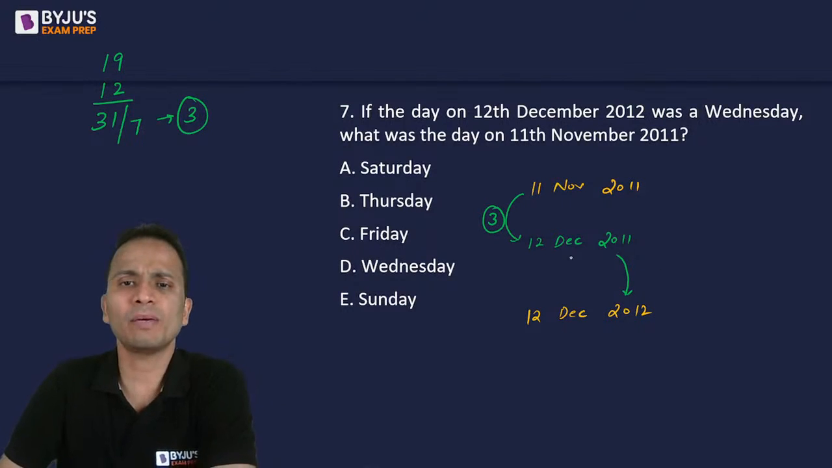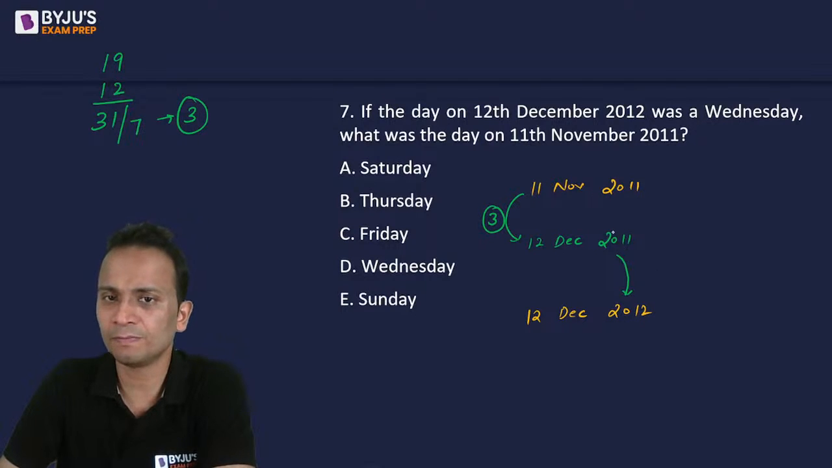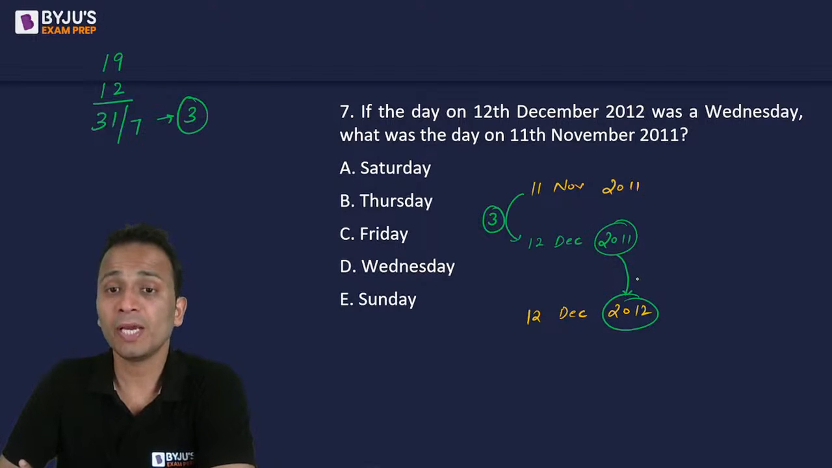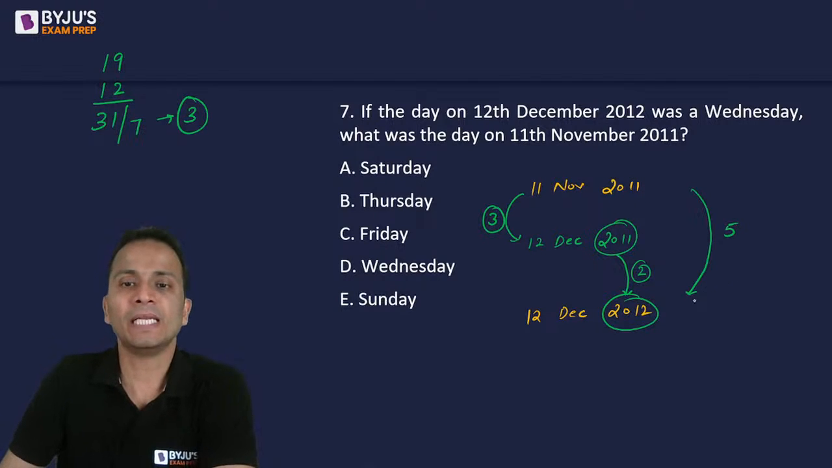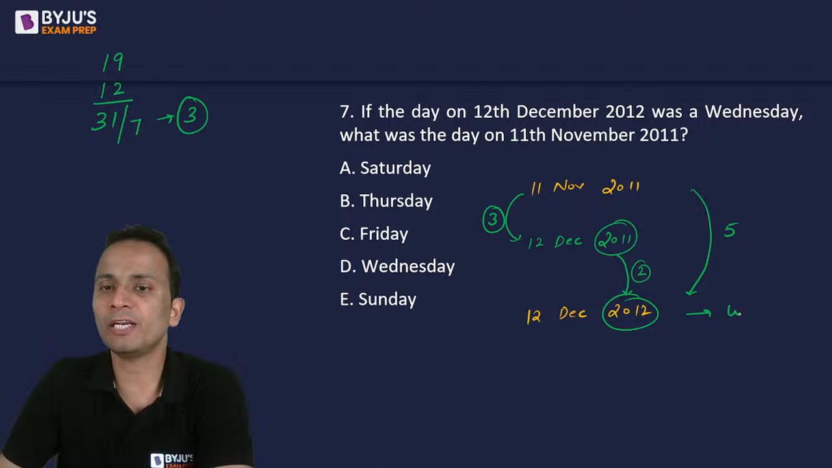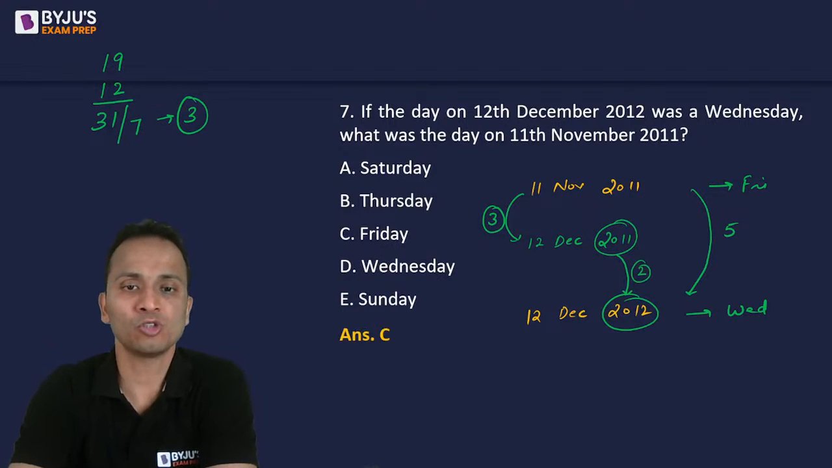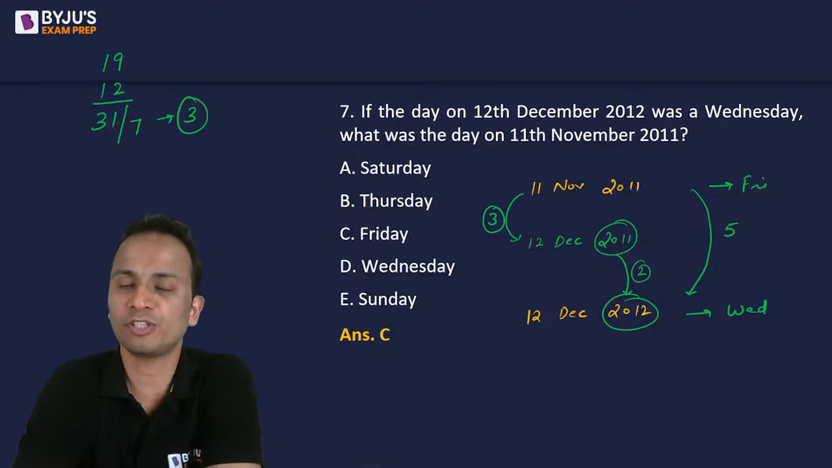Then in the second case, when I'm going from 12th of December 2011, 2011 से 2012 पे जा रहे हैं, we have added one complete year. Okay, but this is a leap year effect like the previous one. So there will be 2 odd days. So total number of odd days will be 5 between these two dates. Okay, now I'm given the day on the later date as Wednesday, right? Now I'll backtrack, I'll have to subtract 5. So Wednesday में से 5 subtract कर दो, the answer will be a Friday. So option C should be the correct answer for this question.